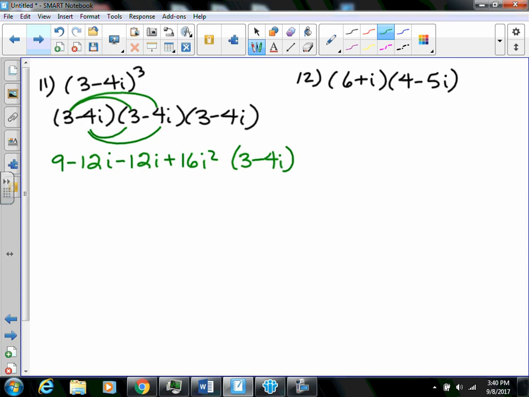Now, I need to simplify all of the first part that I was multiplying by combining my like terms. So that's going to be 9 minus 24i. And don't forget, this 16i squared is going to become a negative 16. i squared is negative 1, so negative 1 times 16 is a minus 16. That will be multiplied by 3 minus 4i once I finish combining like terms here. So 9 minus 16 becomes a negative 7 minus 24i. Now that negative 7 minus 24i is going to be multiplied by 3 minus 4i.